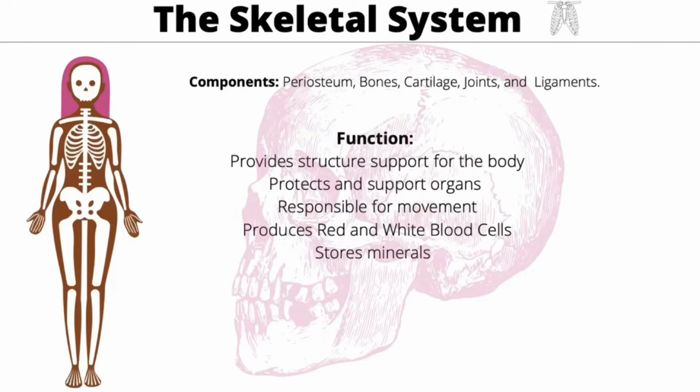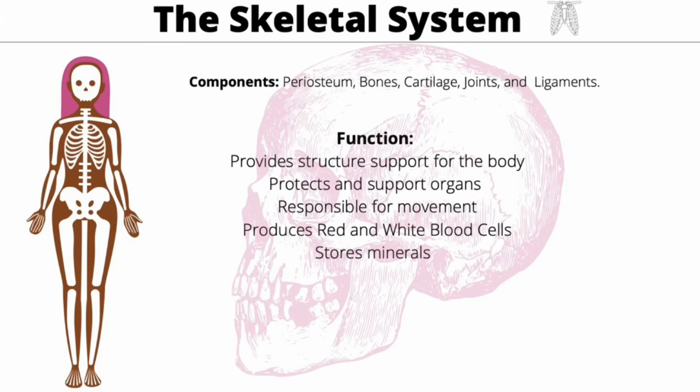So now we're talking about the skeletal system. The main components are the periosteum, bones, cartilage, joints, and ligaments. The main function of the skeletal system is to provide structure and support for the body, and that support protects our organs. The skeletal system is also responsible for movement, and not really the bones, but mostly our joints. It produces red and white blood cells.